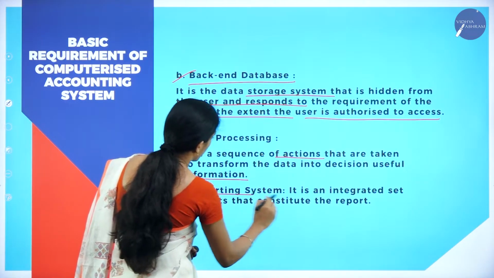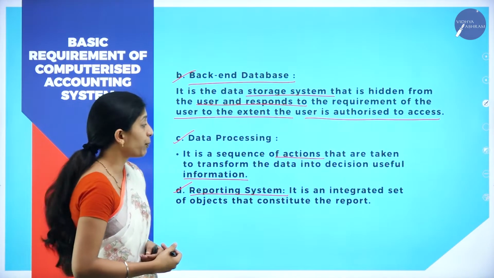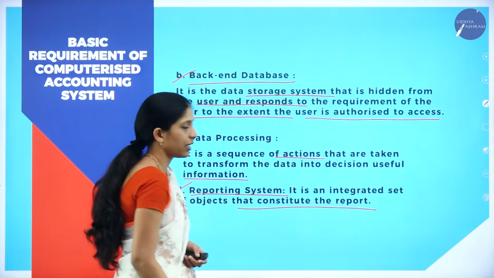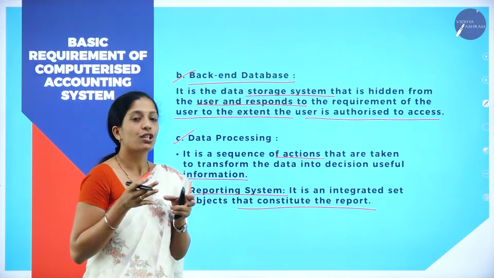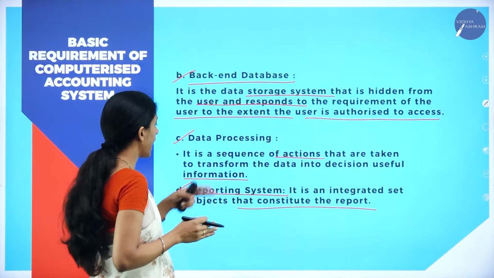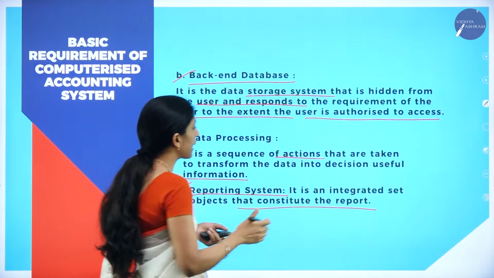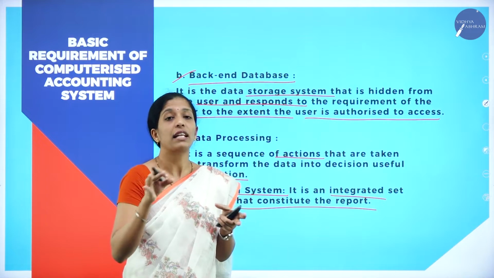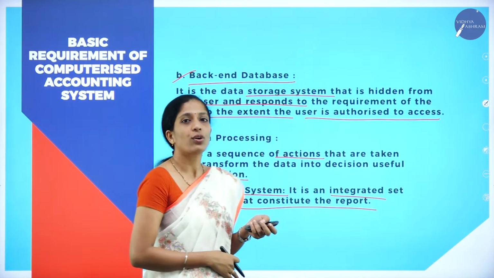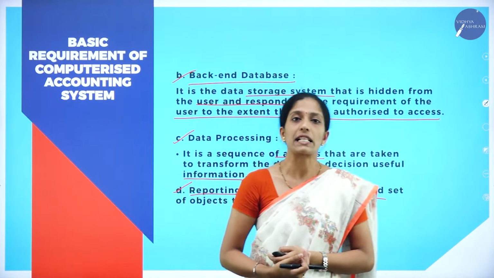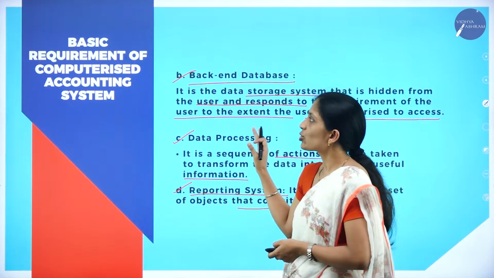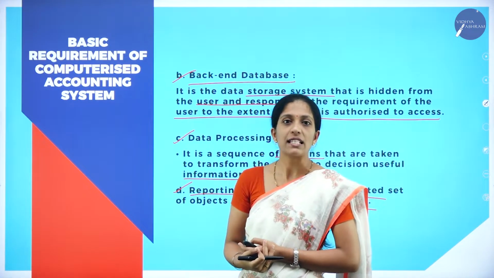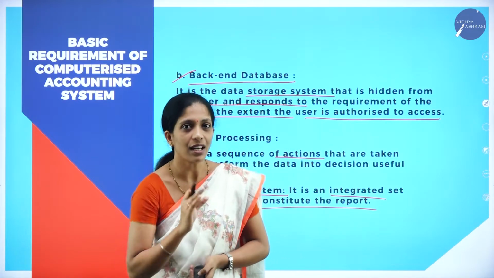Next one is reporting system. Let us see what this reporting system is. It is an integrated set of objects that constitute the report. So the constitution of a report is called the reporting system. It is a set of integrated objects. As I told you, since this is a chapter where you can expect 1, 2 as well as 6 marks, just remember the side points of this topic. So, the basic requirement of a computerized accounting system: just remember the side points.